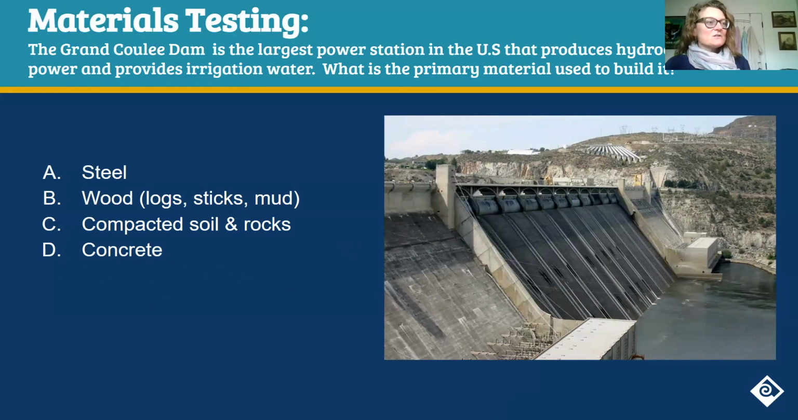Okay, next materials question. So the Grand Coulee Dam, this is what's pictured on this slide. And it's the largest power station in the United States that produces both hydroelectric power and irrigation water. So what is the primary material that is used to build it? A, steel, B, wood, C, compacted soil and rocks, or D, concrete. We have D, everybody's pretty aligned on D. We have C, compacted soil and rocks.